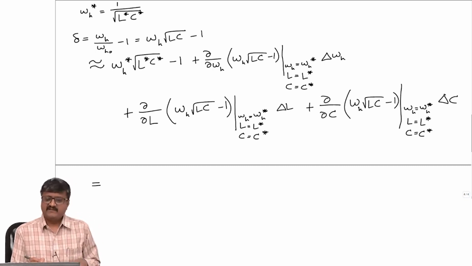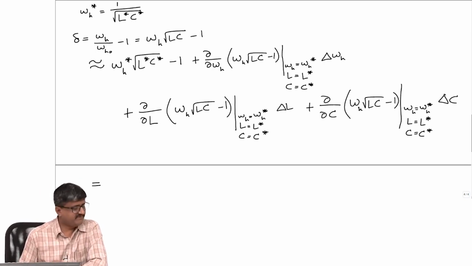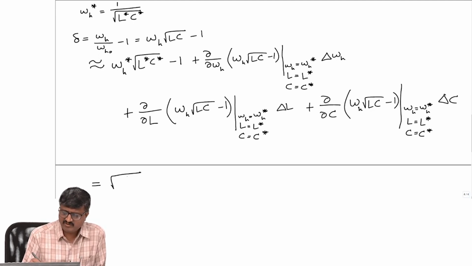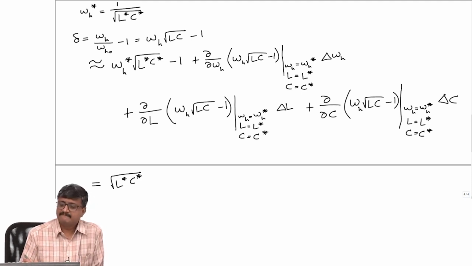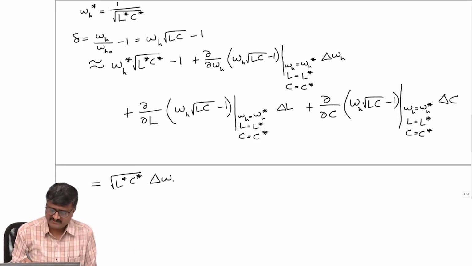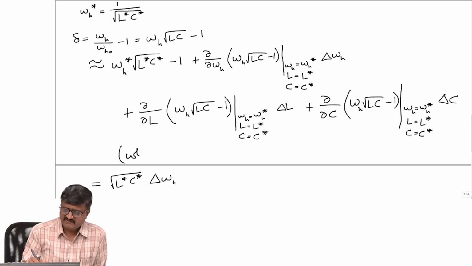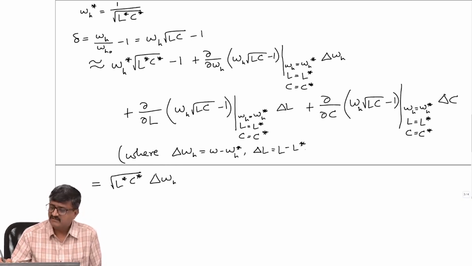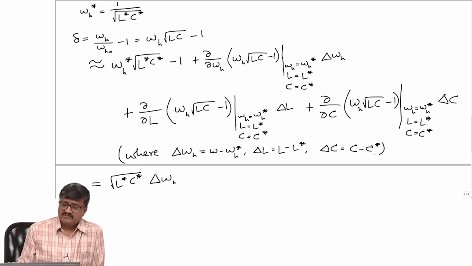Okay. Now, if I take the first partial derivative, that is with respect to omega H, this is equal to, so the partial derivative of omega H under root LC minus 1 is nothing but under root LC with the L replaced by L star and C taking a value of C star into delta omega H. Now, please note I have not explicitly stated here that delta omega H is omega H minus omega H star, delta L is L minus L star, delta C is C minus C star. Okay. So, this is the first partial derivative.